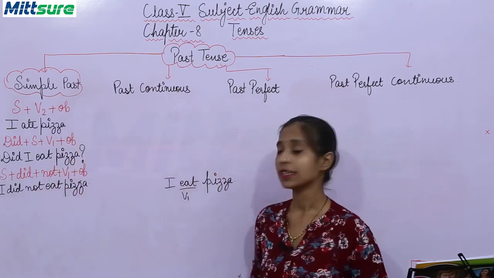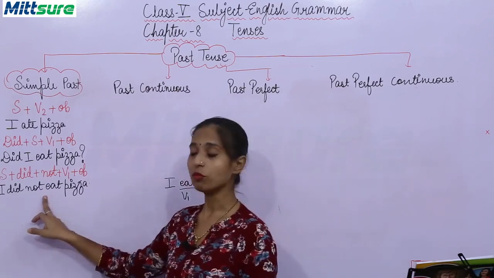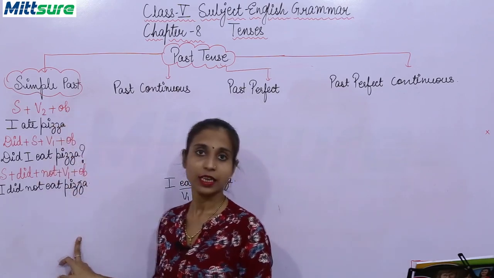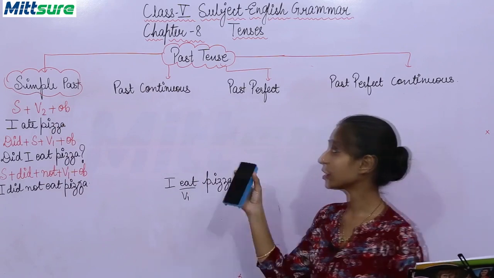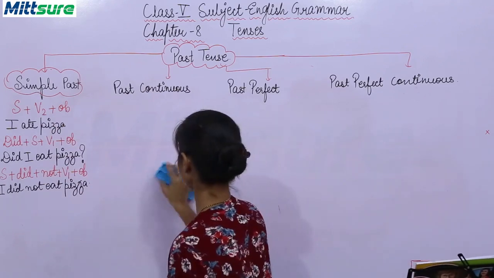This will be the negative form of simple past tense. Now let us continue with past continuous.